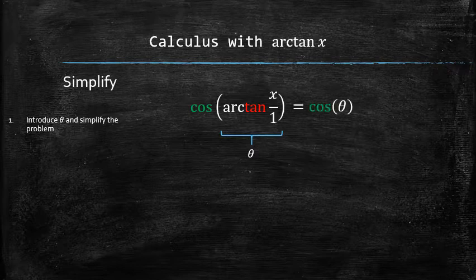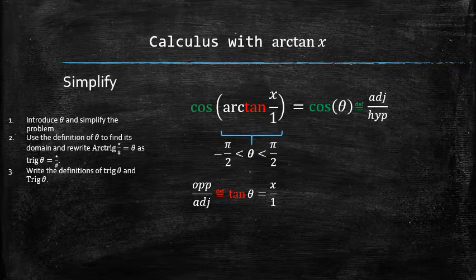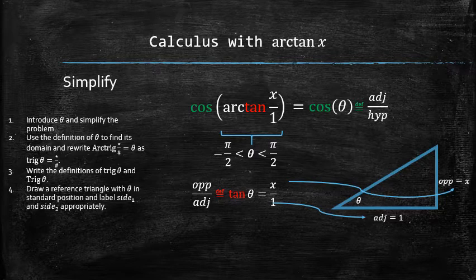But what do we know about theta? From its definition, we know the domain of theta and can produce the following statement. Next, we recall the definitions of both involved trigonometric functions. Now, we can draw a reference triangle with theta in standard position and label the sides appropriately.